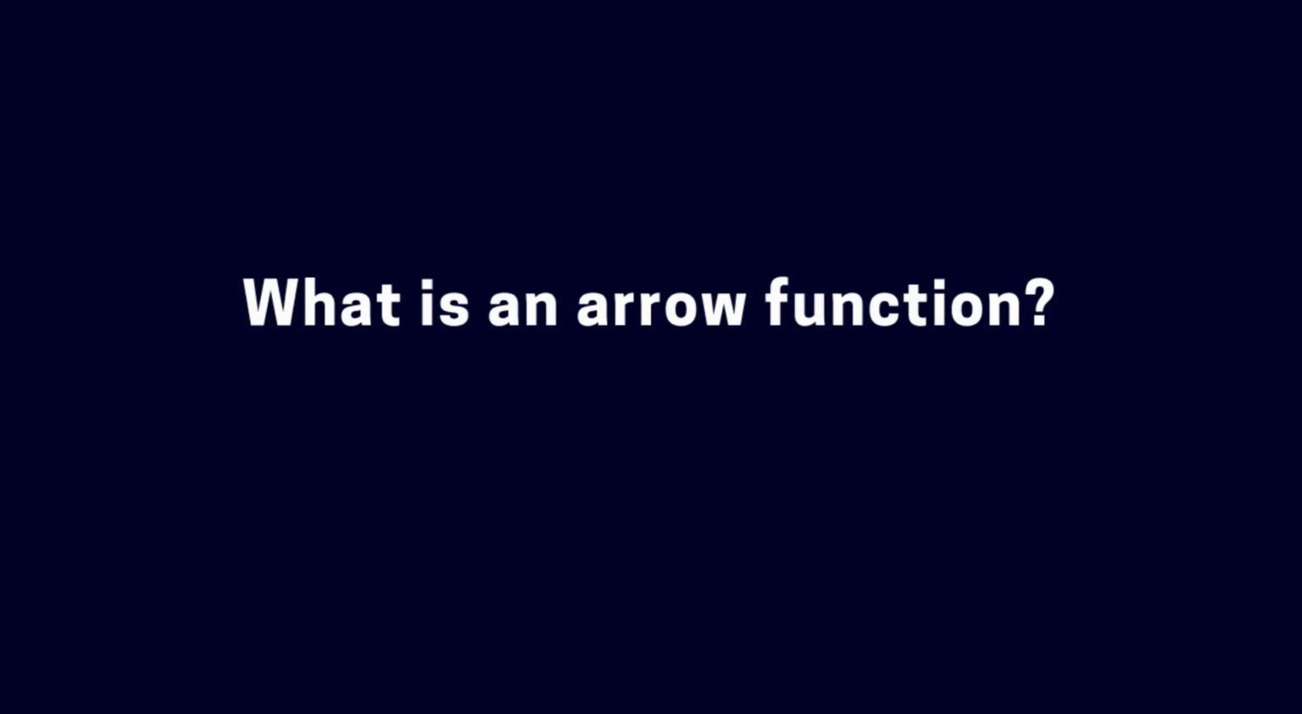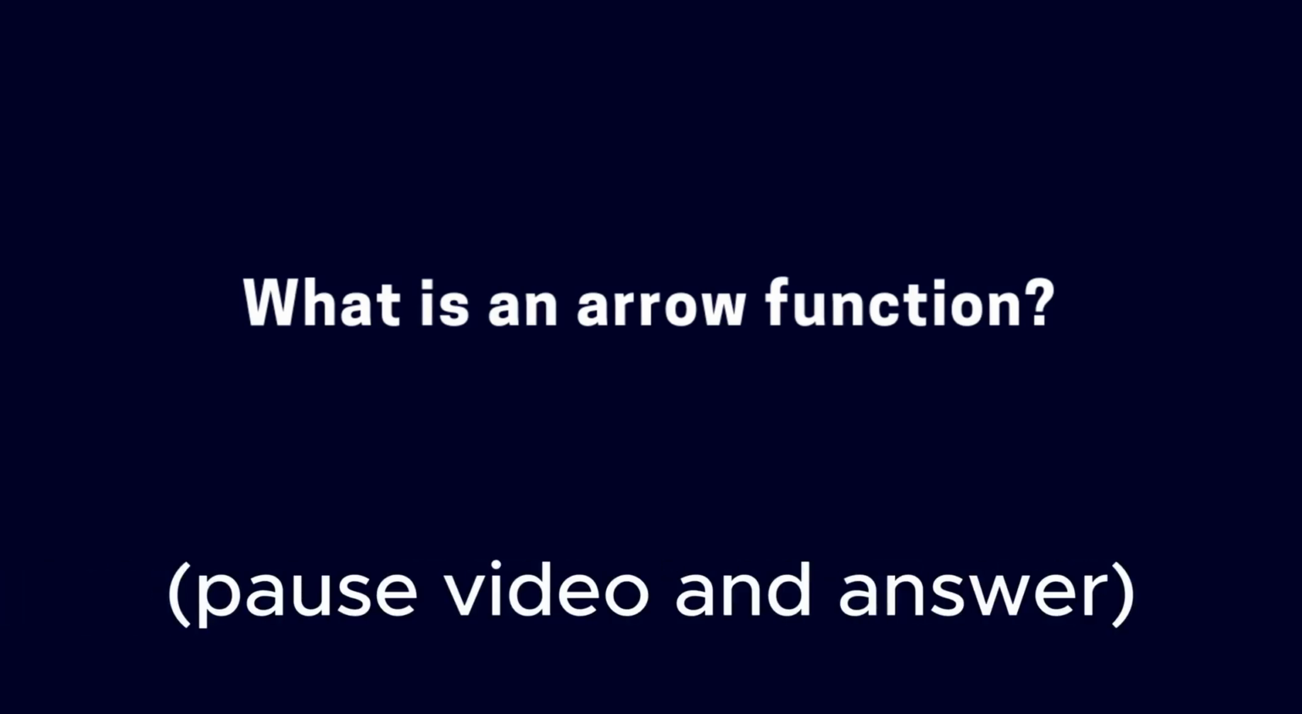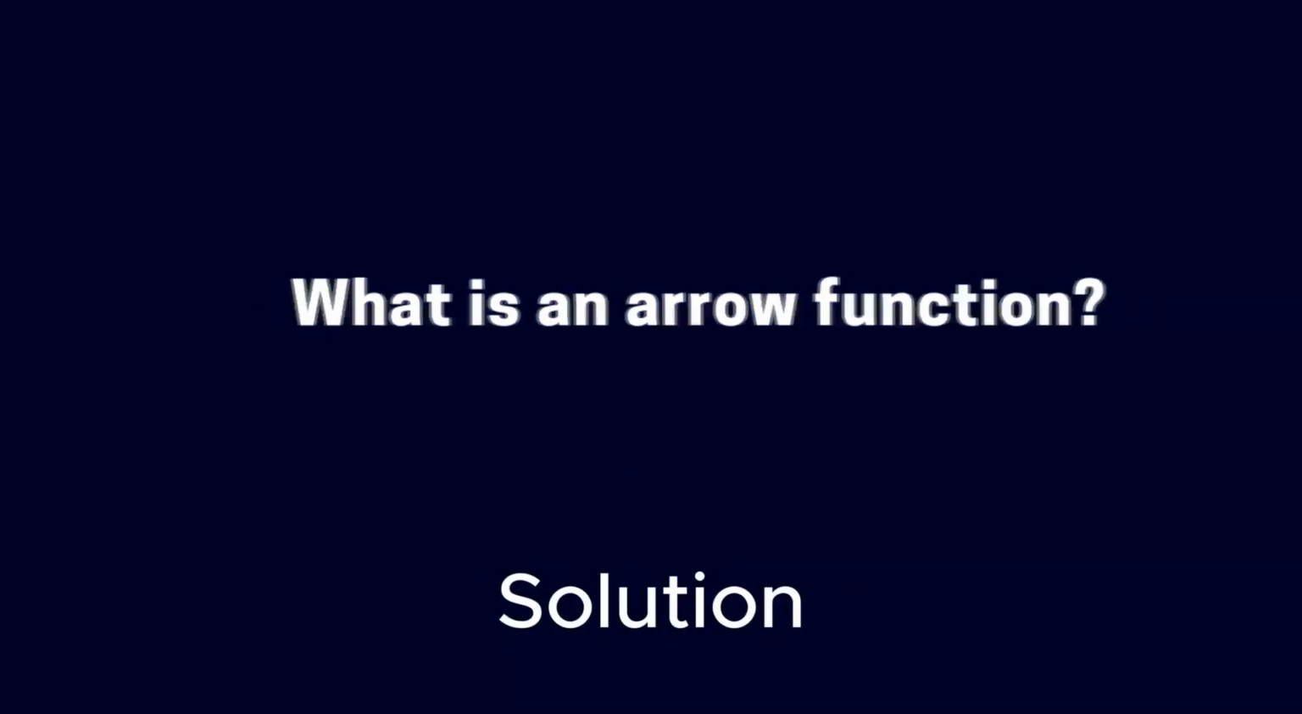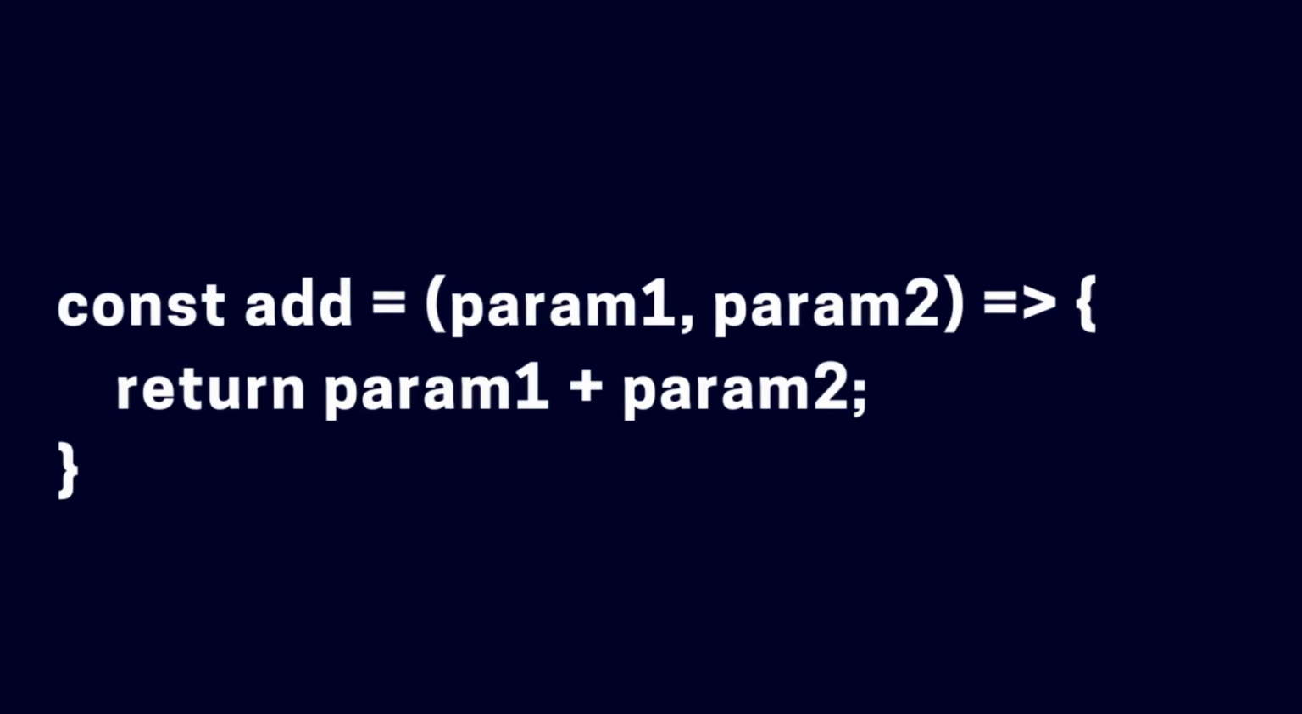What is an arrow function? An arrow function is an alternative syntax to the function declaration syntax. You would assign it to a variable and define it with parentheses, and then use the symbol for equal sign and greater than symbol, and then specify the code block. If the code block only consists of one line, then you can put everything on one line, and you can remove the return keyword.